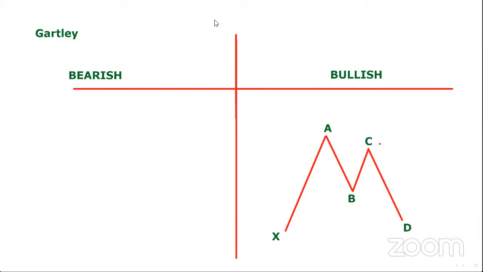Okay, so B, now we have nothing to say about XA. XA could be any move on the chart. But the thing is that B must be 61.8 from XA. I think I need to use a smaller font size. Okay, just like this.